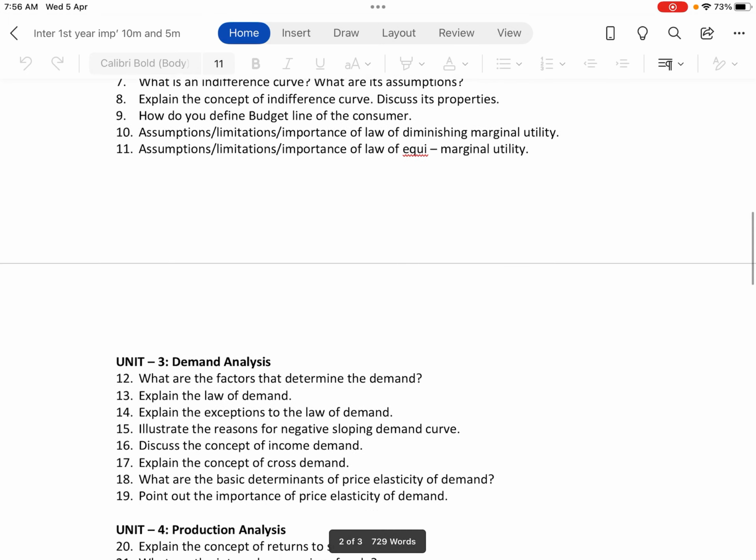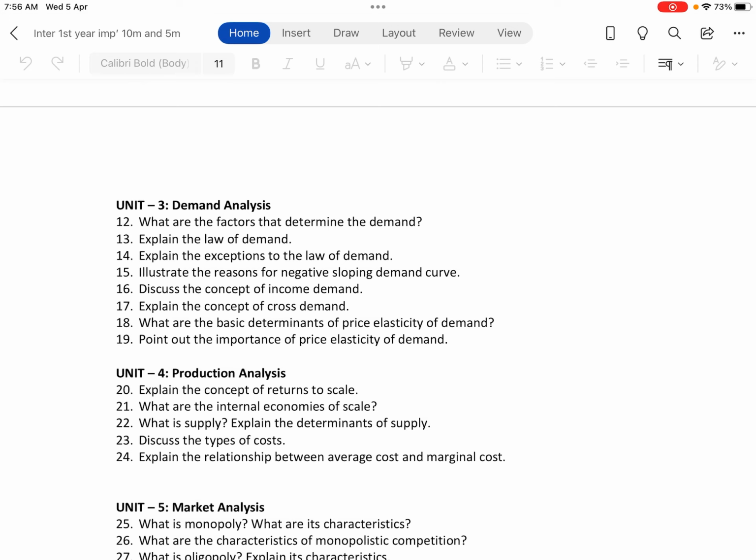Okay, then the next 5 marks you can expect from Unit 3, Demand Analysis. So from this unit also, as in the March 2023 board exam paper, 2 questions were asked. 2 5-mark questions were asked from demand analysis.